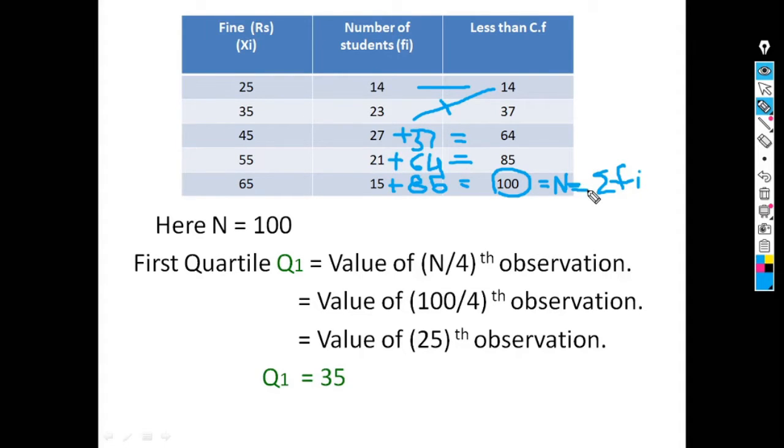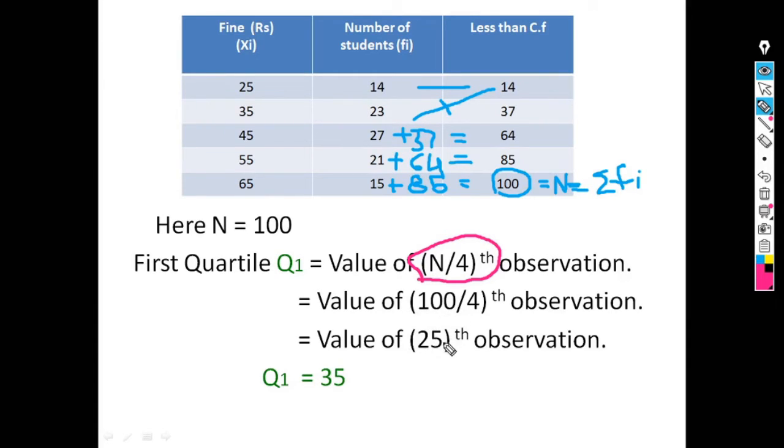So for first quartile or lower quartile, the formula for this type of data, means discrete frequency distribution, is Q1 is equal to the value of n by 4th observation. It is the value of n divided by 4th observation. So for this we have to first calculate n divided by 4. For this example, n is equal to 100. 100 divided by 4 is equal to 25.